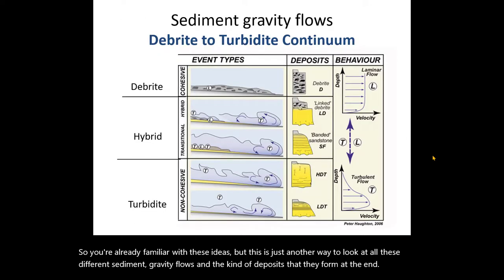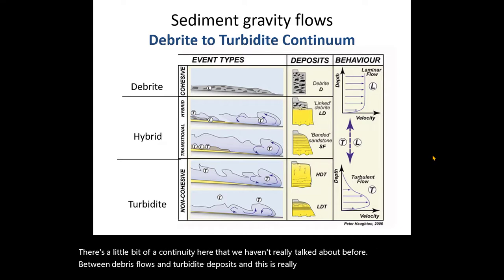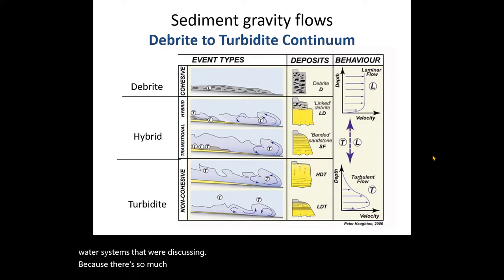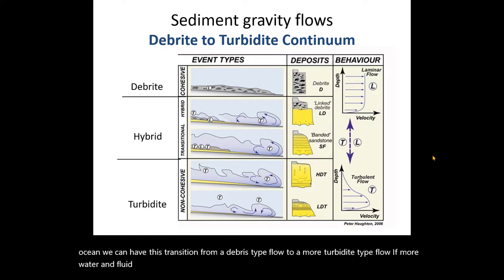There's a little bit of a continuity here that we haven't really talked about before between debris flows and turbidite deposits. And this is really made more evident in the deep water systems that we're discussing. Because there's so much fluid available, of course, under the water, in the deep ocean, we can have this transition from a debris type flow to a more turbidite type flow if more water and fluid becomes entrained in and among the sediments.